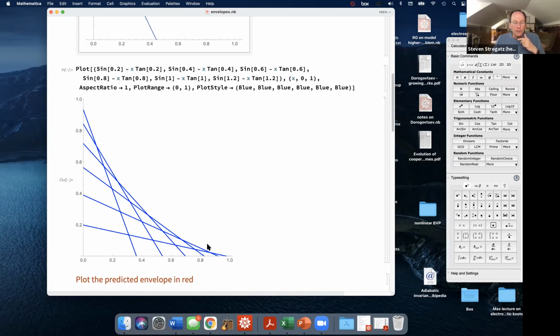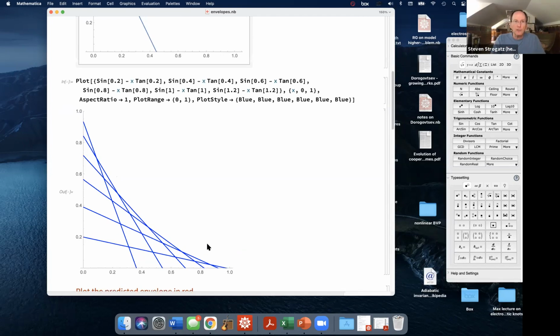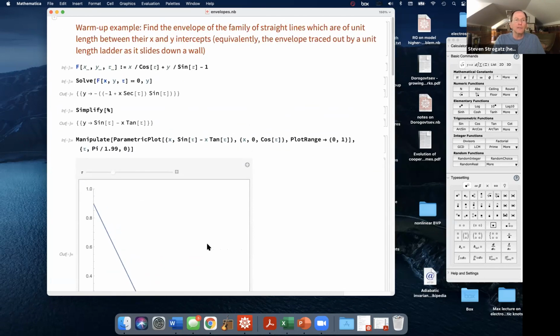Now, the classical theory, which I'm not going to derive, it is a multivariable calculus topic, tells us how to find envelopes. And so I'll just tell you the prescription without deriving it, which is that you go back to this function that defines the family, f, a function of three variables, x, y, and the parameter tau. And you simultaneously solve where f is equal to 0 and where the partial derivative of f with respect to tau is equal to 0.